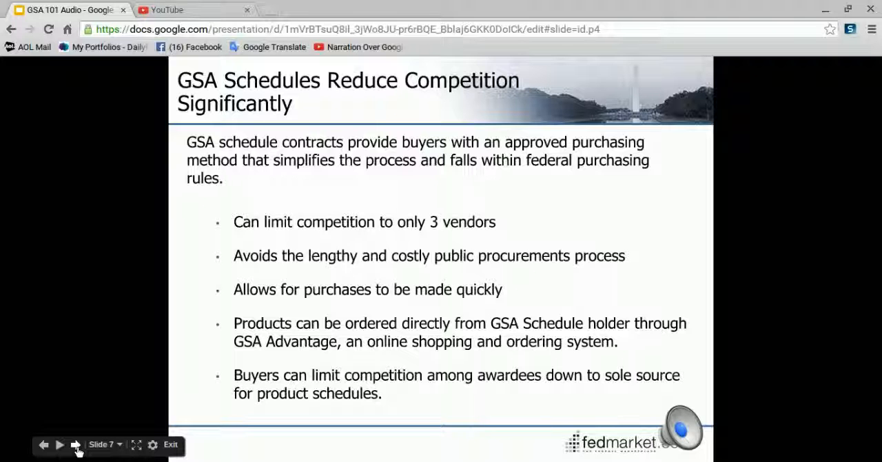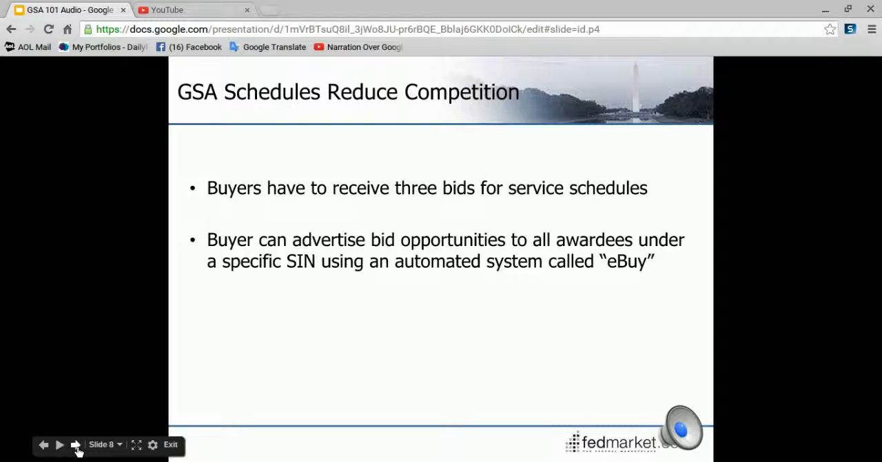Products can be ordered directly from GSA schedule holders through GSA Advantage. This is an online shopping and ordering system similar to Amazon.com, but for the government. Buyers can limit competition among awardees down to sole source for product schedules. Buyers have to receive 3 bids for service schedules. Buyers can advertise opportunities to all awardees under a specific SIN using an automated system called eBuy. This means you can check on seeing which opportunities are open for the SIN you hold.